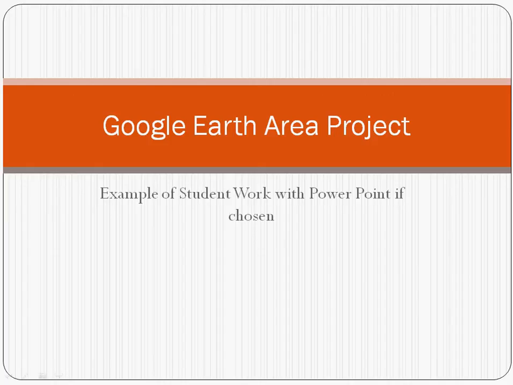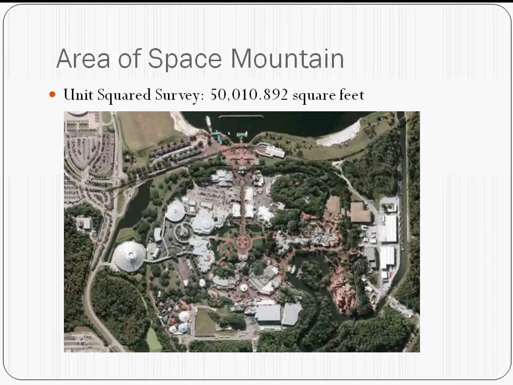This is a student work sample of the Google Earth Area Project. The initial surveyors came in to survey Space Mountain, and they determined that it was 50,010.892 square feet. Our job is going to be to verify whether or not this is indeed correct.